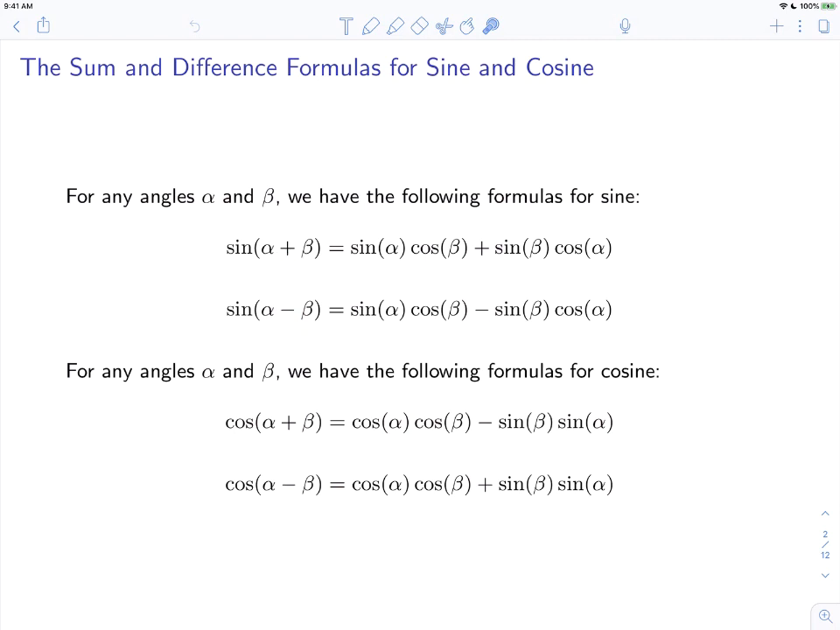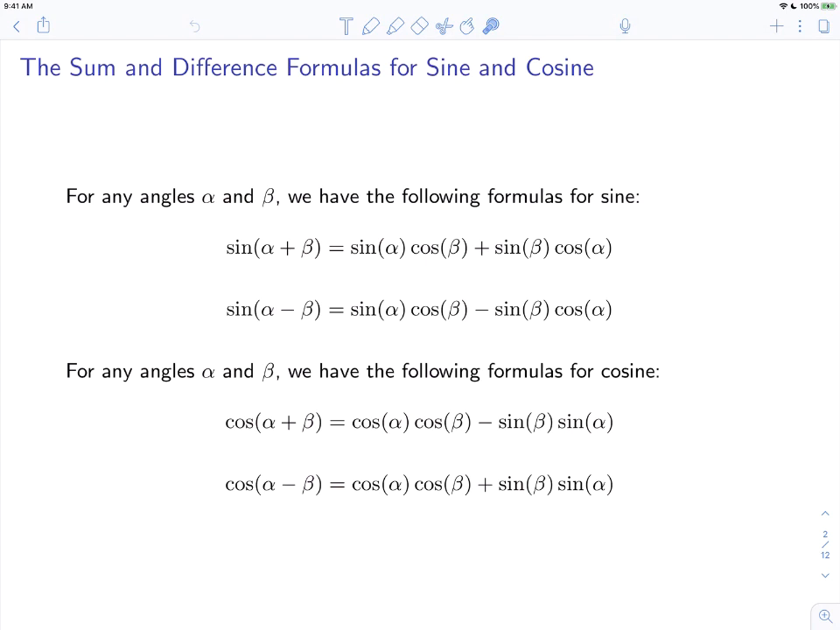Notice also that you have sine of the first angle times cosine of the second angle plus sine of the second angle times cosine of the first angle. So you have all of the combinations here of sine and cosine with the two angles. That's the sum formula. The difference formula is exactly the same, but it just changes the plus sign into a minus sign. These are the sum and difference formulas for sine.